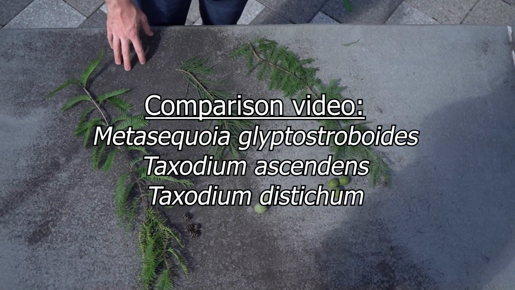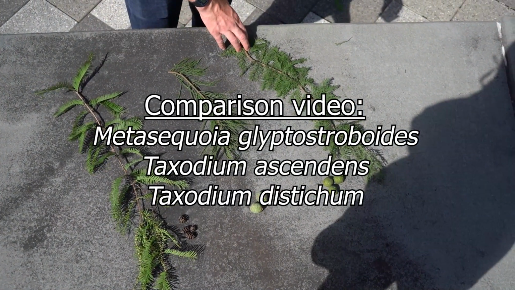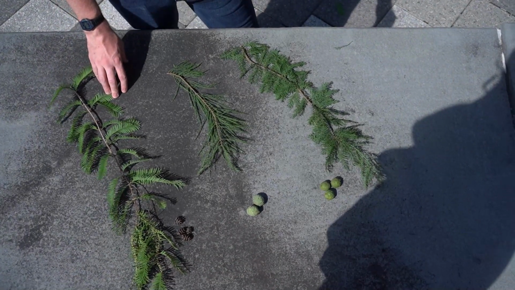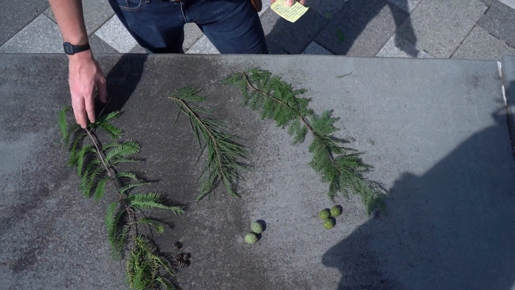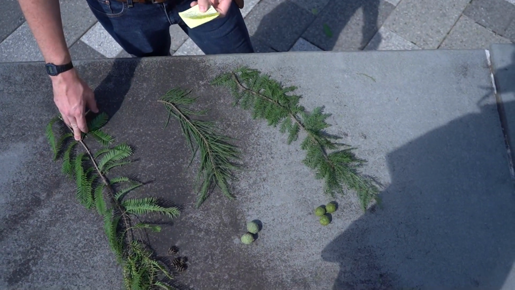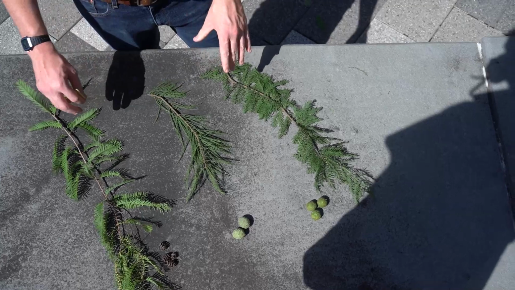Hello everybody, this is a quick comparison video on how to differentiate our bald cypress, our pond cypress, and our dawn redwood. A lot of online resources go largely by leaves, which is great because the leaves are distinct enough to where that should be all you need to identify these plants. However, remember all of these leaves are deciduous.